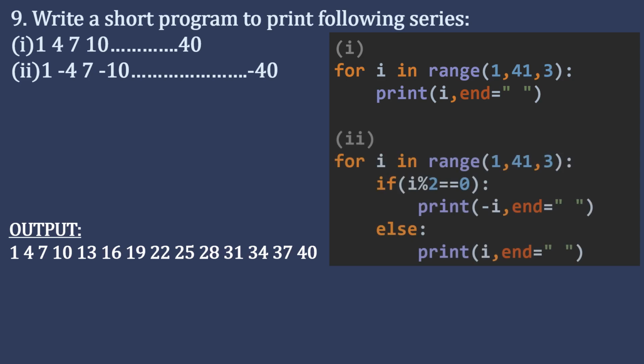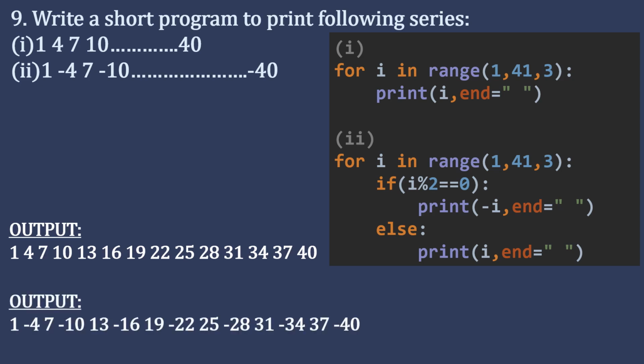So within the for loop, you have taken an if condition. If i percent 2 equals 0, then it has to print minus i. Otherwise, it has to print i. Then here we are using an end statement so that it will not go to the next line. All numbers will be printed on the same line. So the output is like this: 1, minus 4, then 7, minus 10, 13, minus 16, like this it will continue.